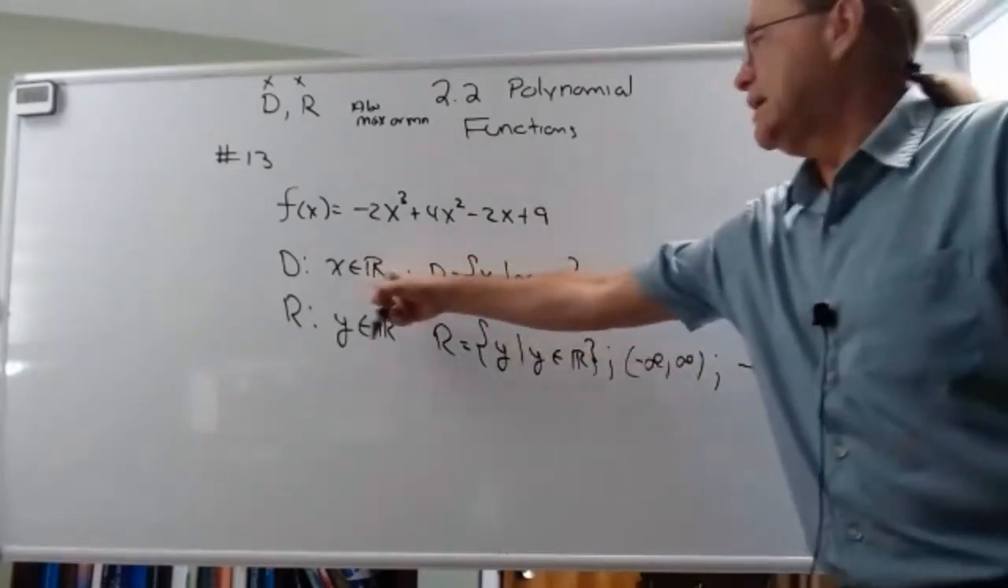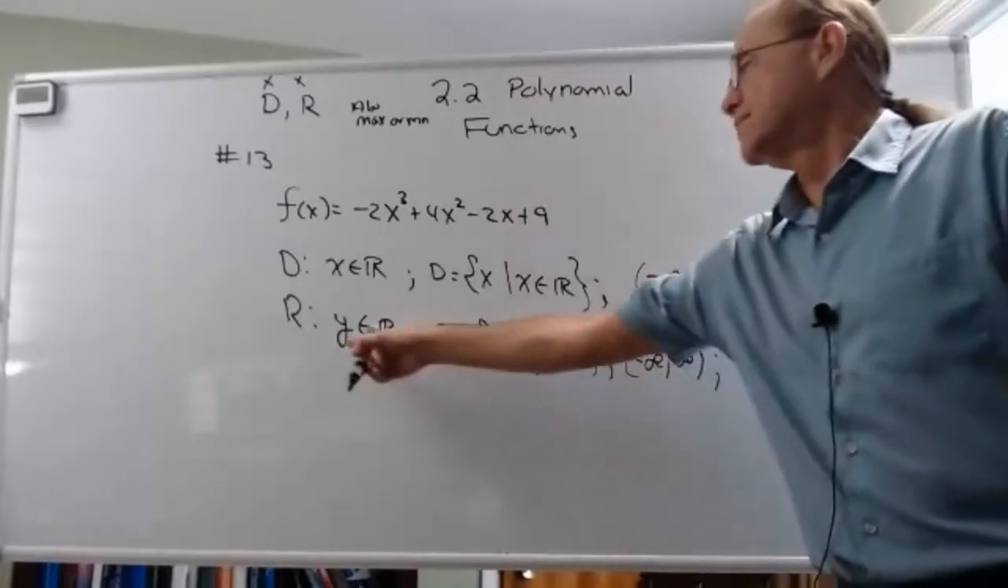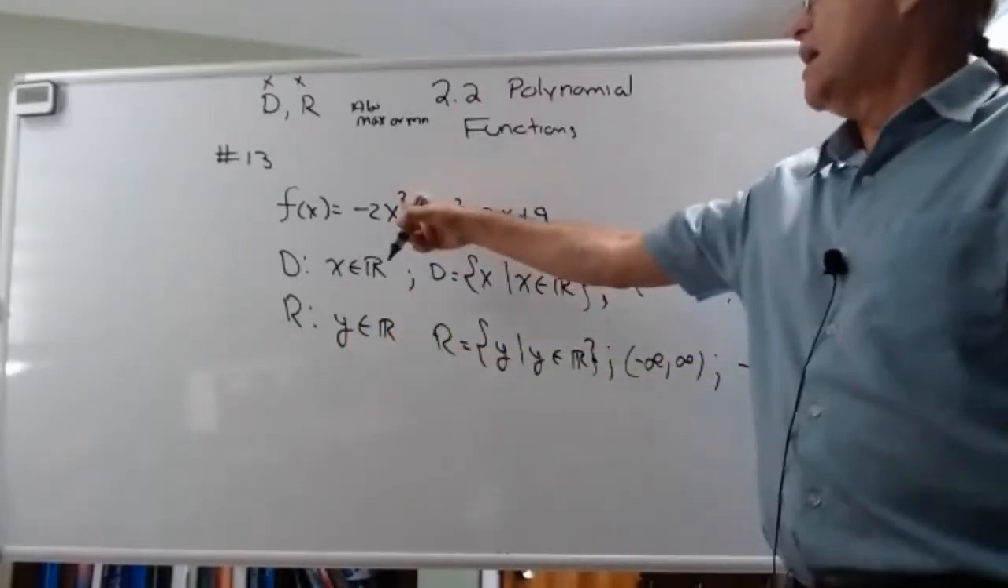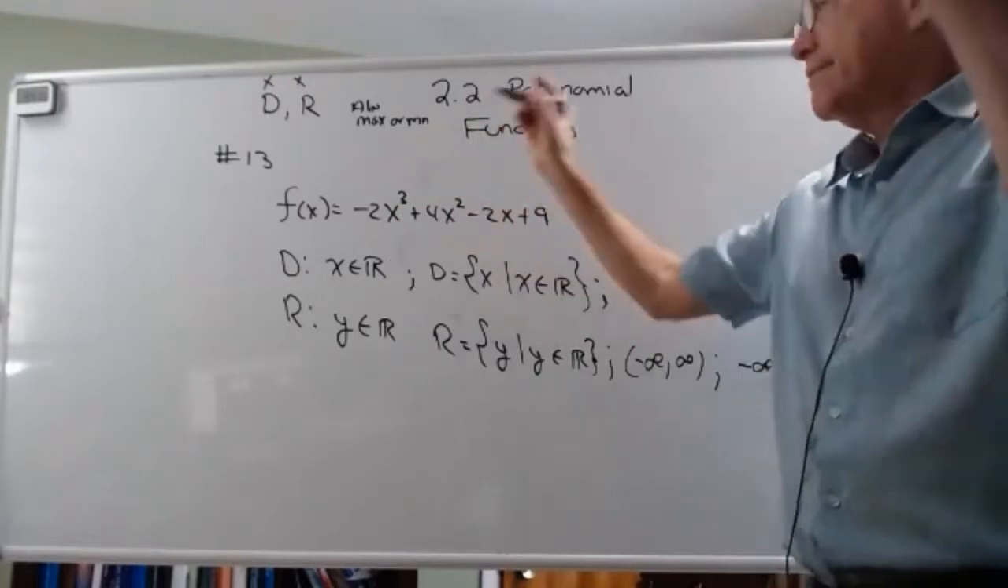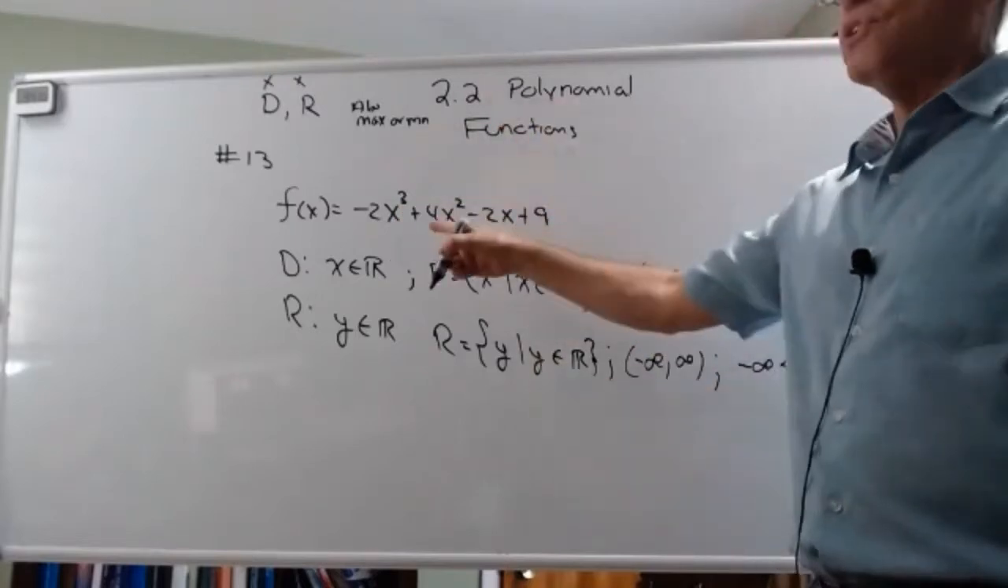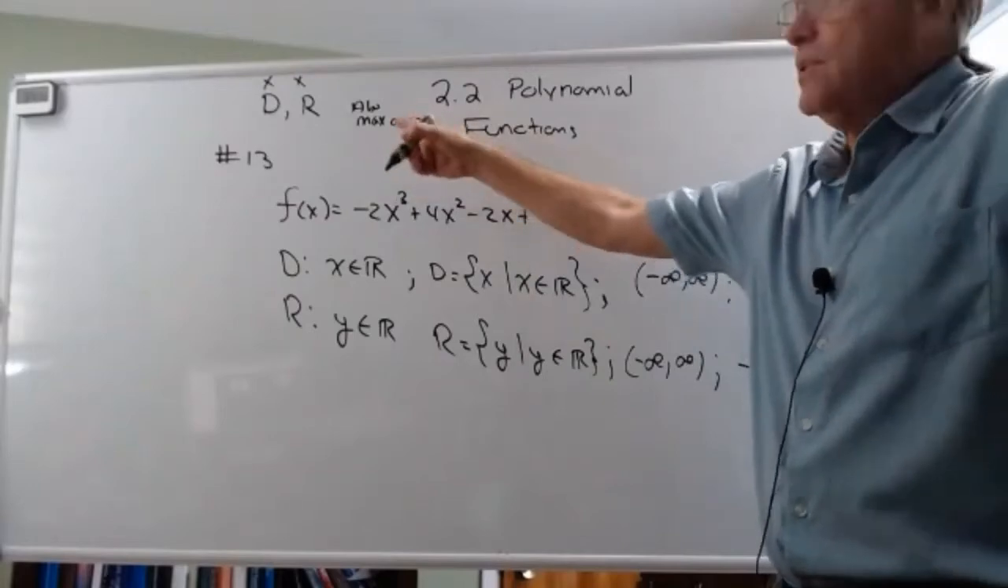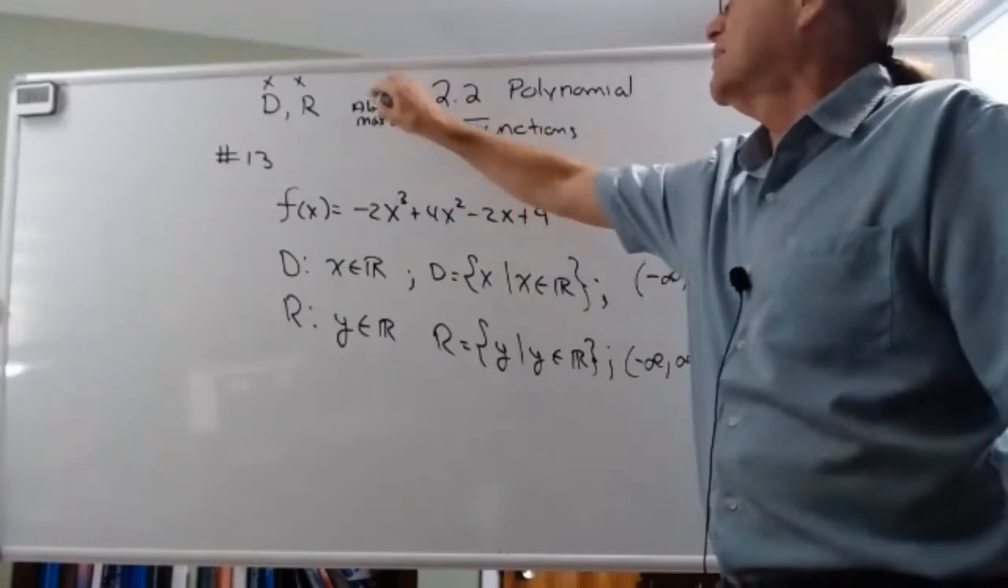So if it's the domain, it's about the x coordinate. If it's the range, it's about the y coordinate. But this is easy. Odd degree polynomial functions are very simple. Odd degrees do not have an absolute max or min. So once it's odd, you don't even have to answer that question.